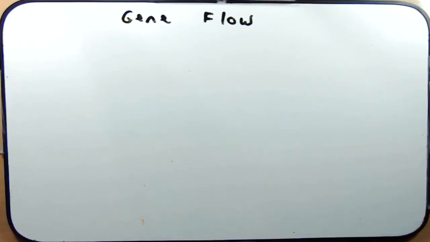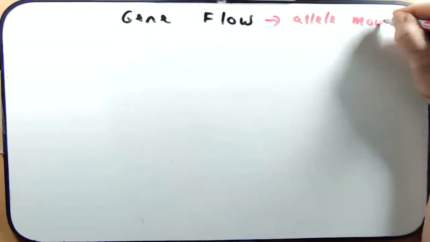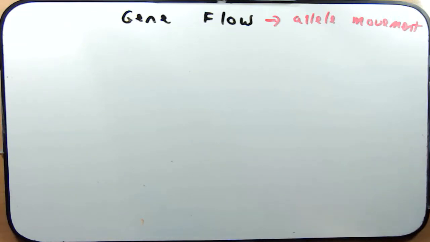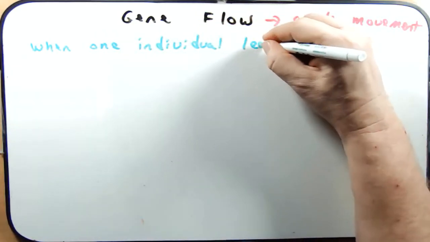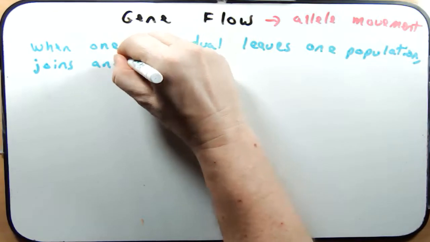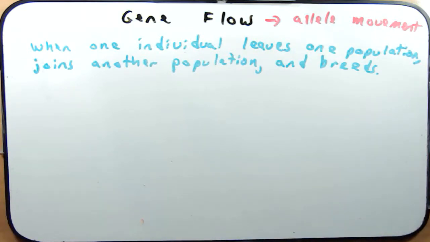Okay, so let's now talk about gene flow. And we'll talk about how gene flow might be able to help some populations that have experienced some kind of genetic drift. In general, when we think about gene flow, what we really are saying is allele movement. But we're kind of stuck with the term gene flow because that's the way we describe it in textbooks and in scientific literature. But it's really about the movement of alleles from one population to another. So let's give gene flow a definition. It's when one individual leaves one population, joins another population, and then breeds within that new population. So when this happens, we would say gene flow or allele movement occurs.